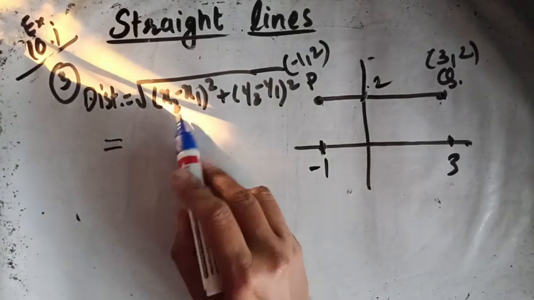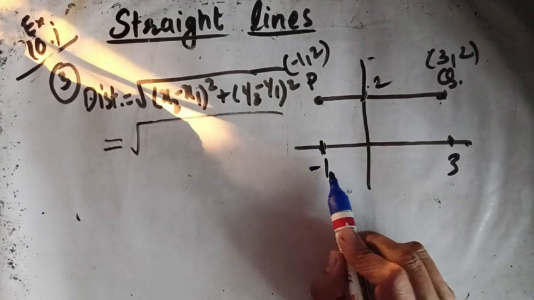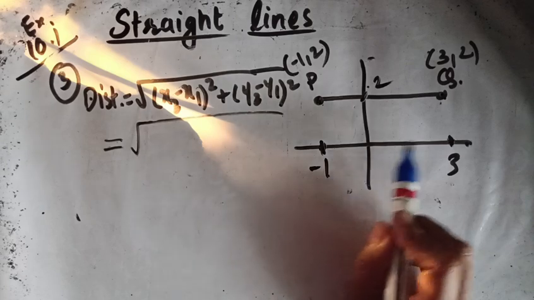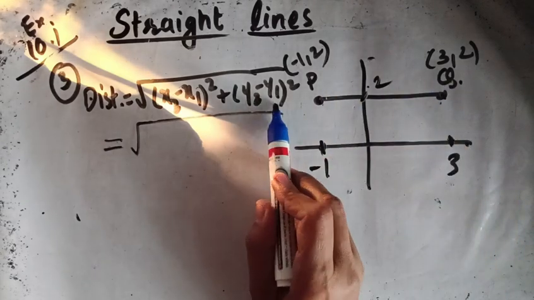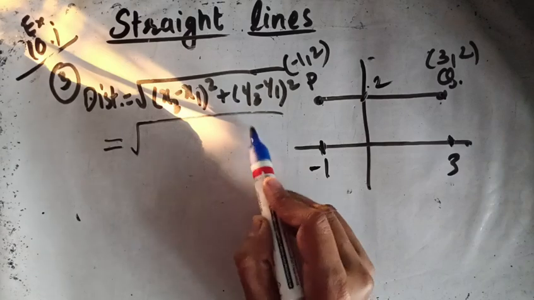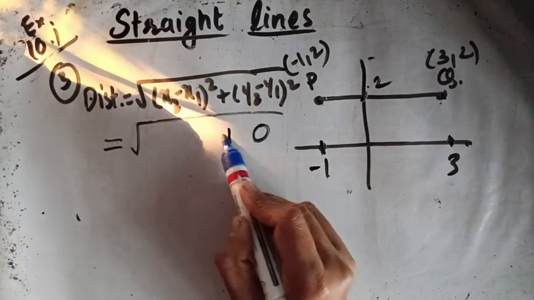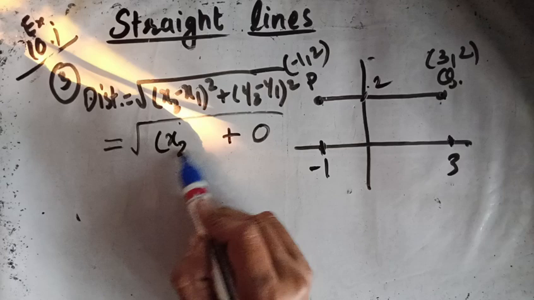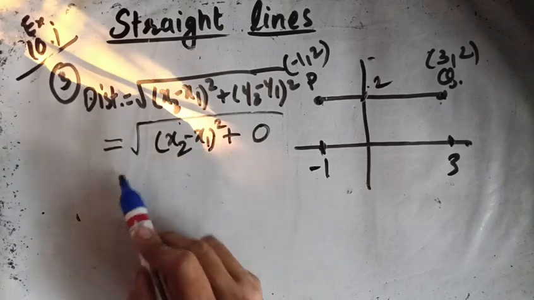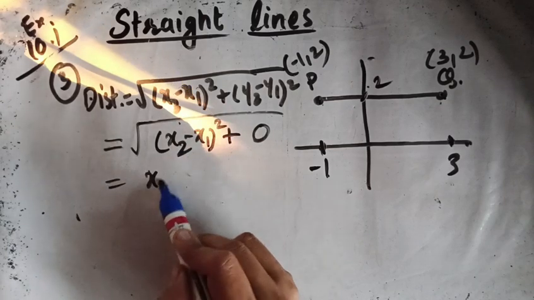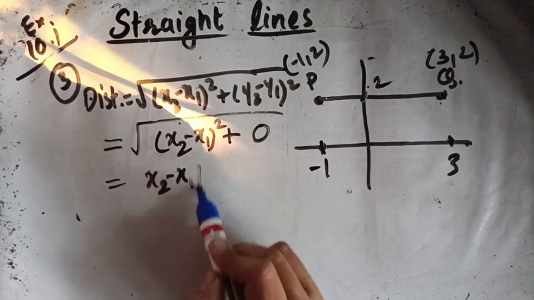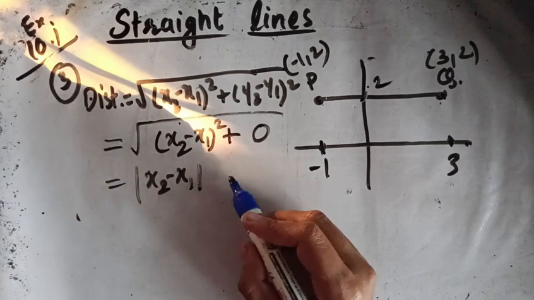So x2, here only x1 and x2 are changing. y1 and y2 are the same, so this term will be 0 and only this term is there. So the square means this will be x2 minus x1, so it can be positive or negative.